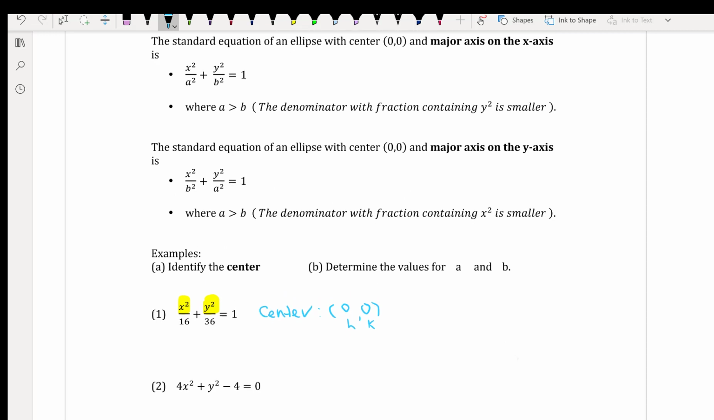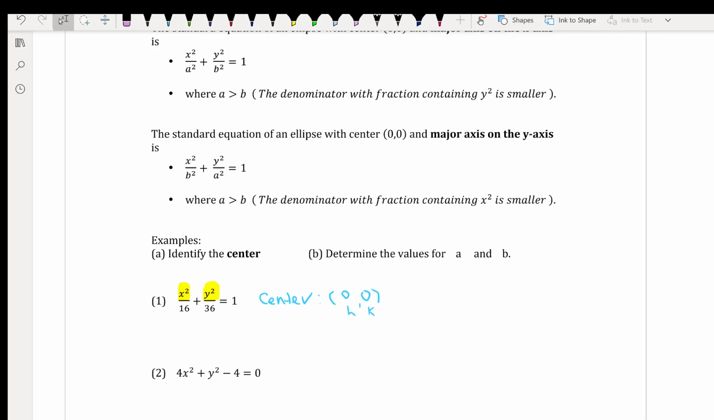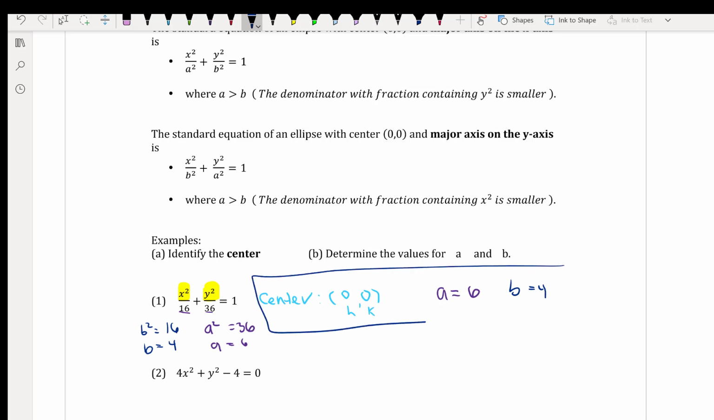And then here, remember, your A is always going to be bigger than your B. So your A squared, you have two choices. It's either going to be 16 or 36. Which one is bigger? The 36. So then your A is going to equal 6. So I know that my A value is equal to 6. Well, then that tells you that your B squared is equal to 16. So if you were to square root it, the square root of 16 would be 4. So now I have found the center and my values for my A and my B.